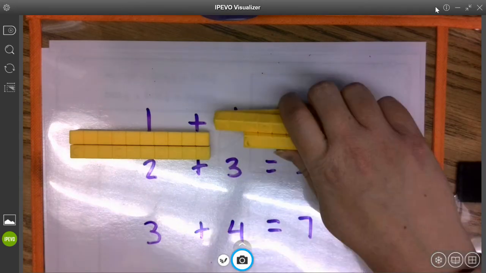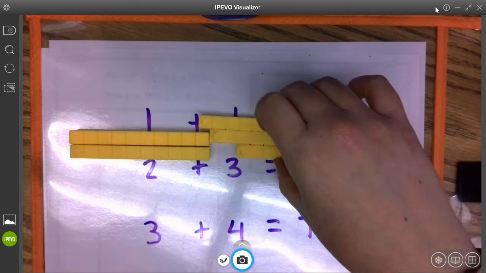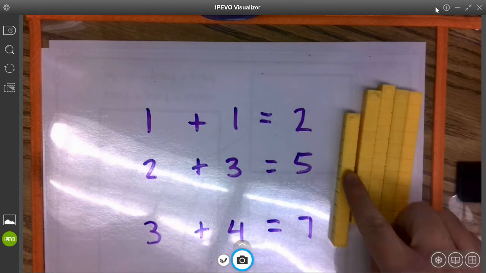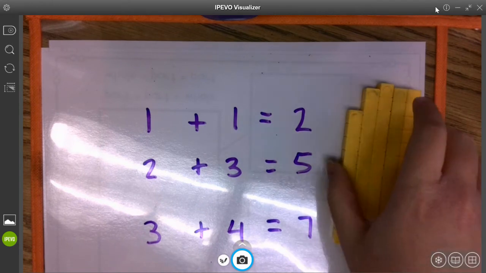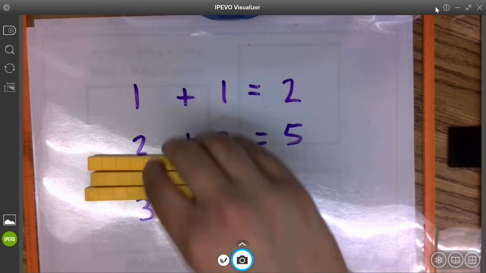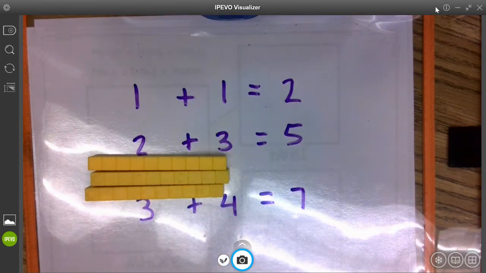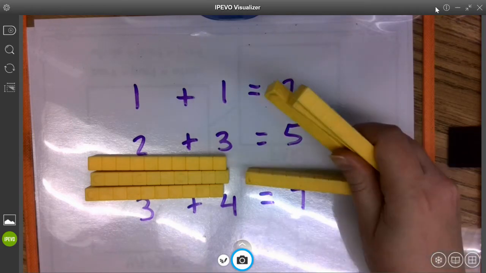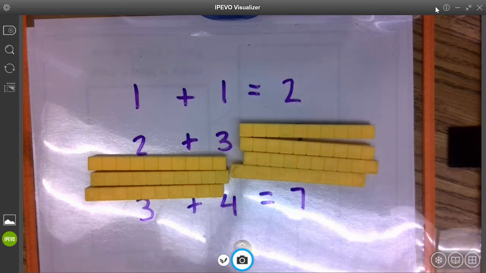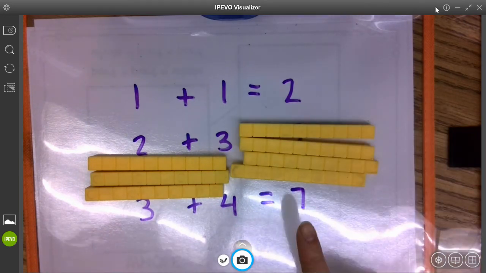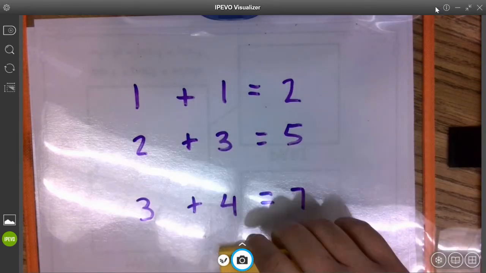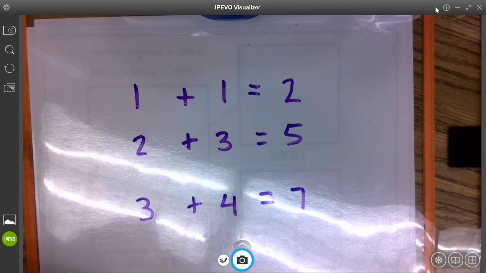2 tens plus 3 tens. If I put them together, what do I have? 5 tens. 3 tens plus 4 tens. What do I have now? 7 tens. All we did is we added the word tens to each of our numbers.